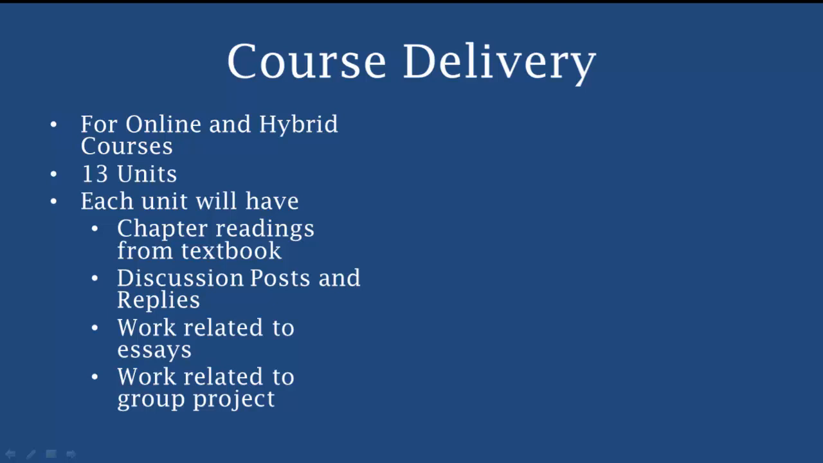This video is aimed at students in totally online courses where we never meet in person, and at students in hybrid courses, where we meet in person a few times and then the rest of the course is online. The course is set up in 13 units, and each class will cover one or more units. The syllabus makes it clear which units are covered in each class. Each unit will include chapter readings from the textbook, instructions for discussion board post assignments, along with replies, work related to writing essays, and work related to the group project, which will be completed in this course.